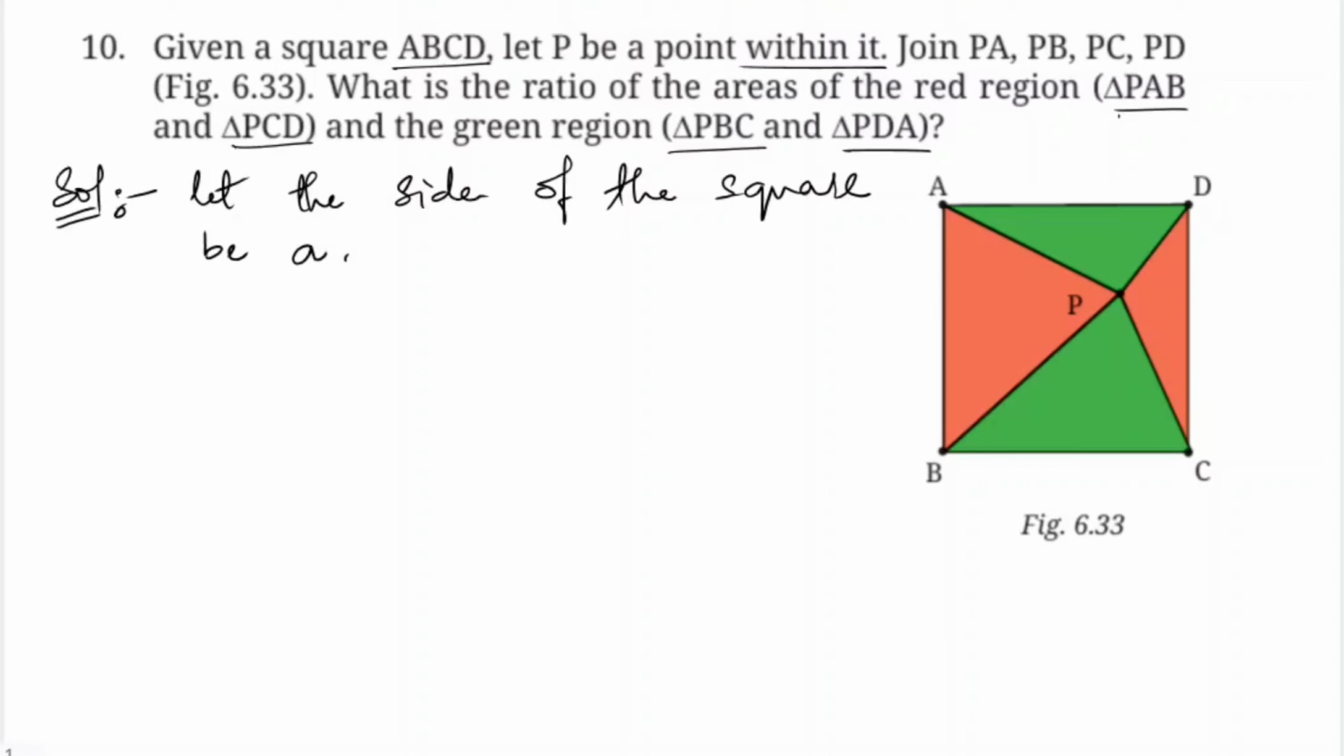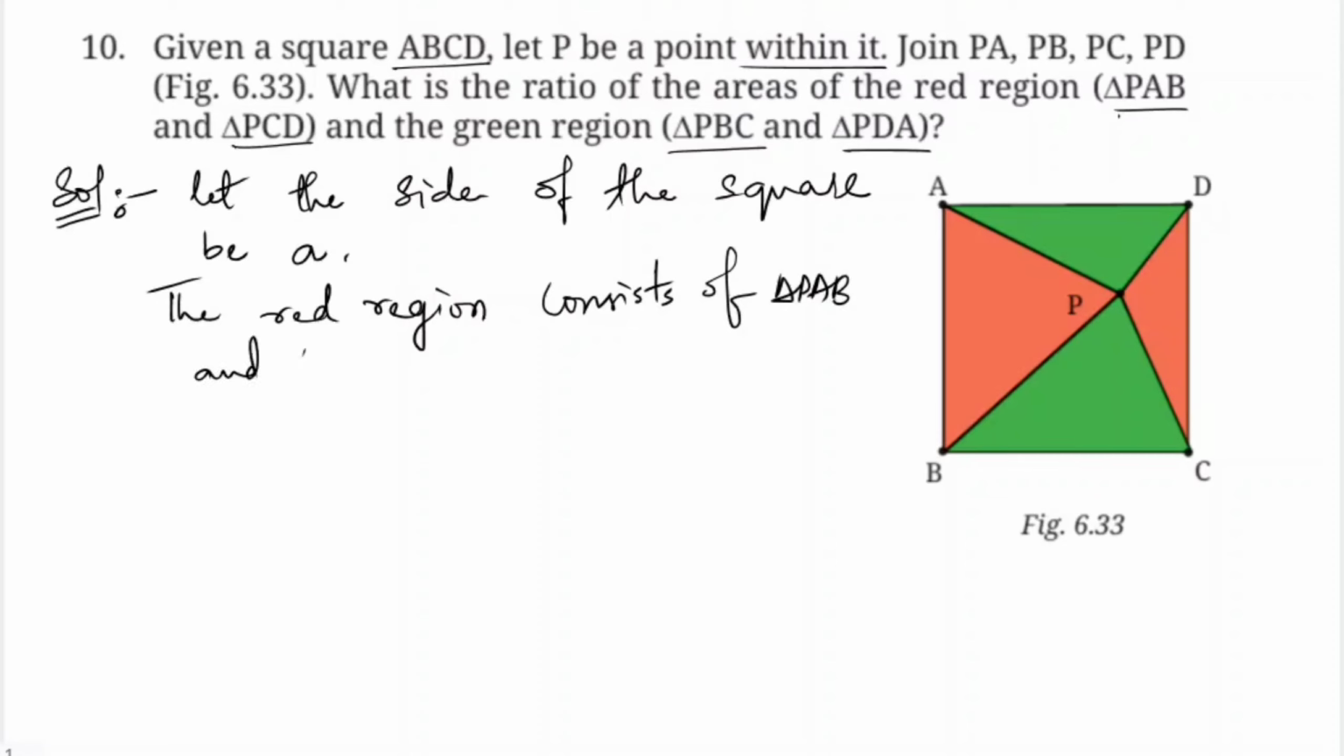For triangles PAB and PCD. So let us write that. Red region consists of triangle PAB and triangle PCD, and the green region consists of triangle PBC and triangle PAD.